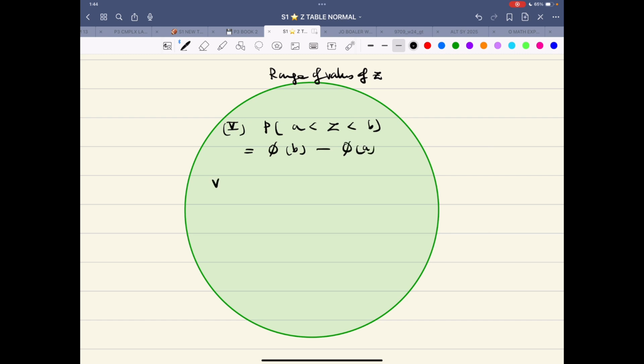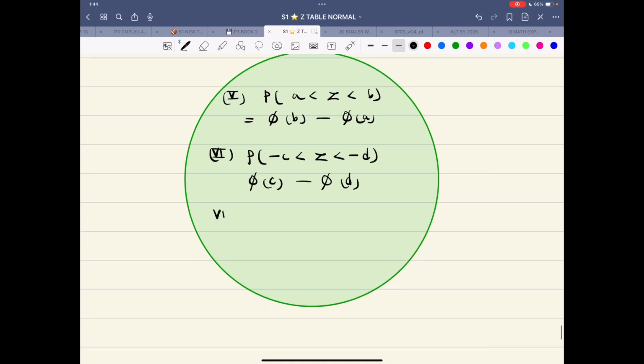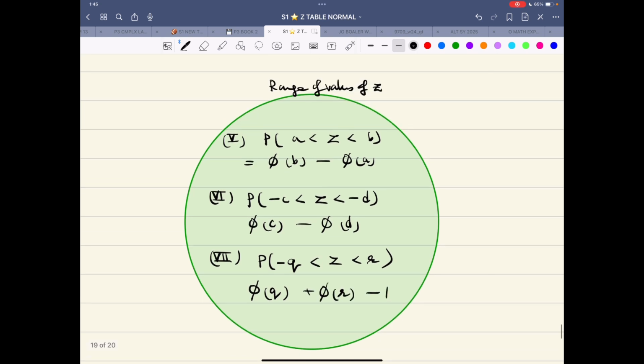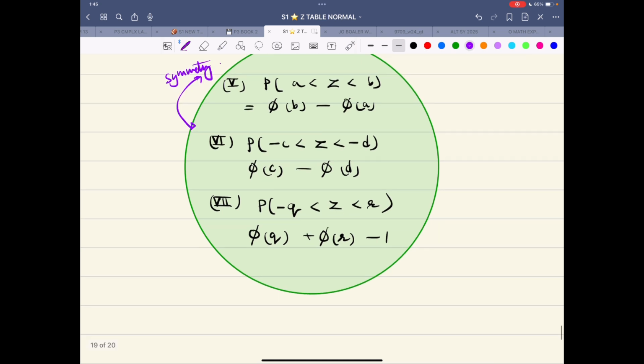Rule number 6: probability Z lies between two values negative C and negative D. After the negative sign is removed, C is bigger, so it is phi of C minus phi of D. And rule number 7: probability Z lies between two values Q and R, where Q is negative and R is positive. Therefore, this is phi of Q plus phi of R minus 1. So these two, yes, they are related by symmetry. And this one is a special one.